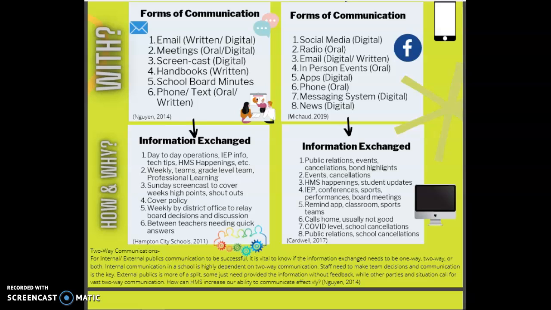Number seven, messaging system. We send out our weekly COVID level, and school cancellations are sent out on that messaging system. And then news goes over public relation and school cancellations.